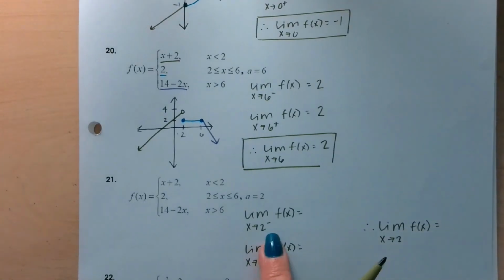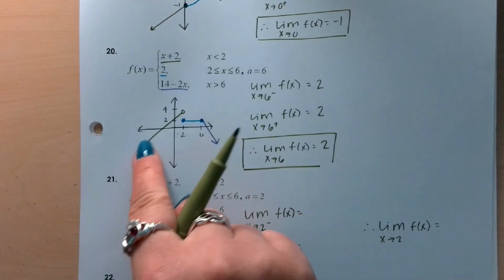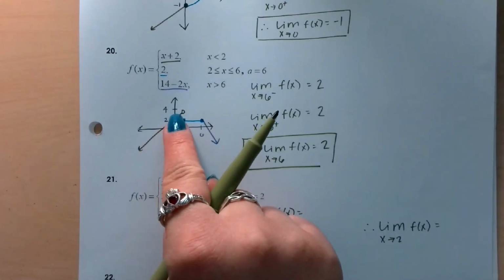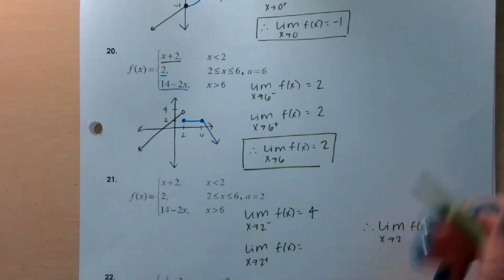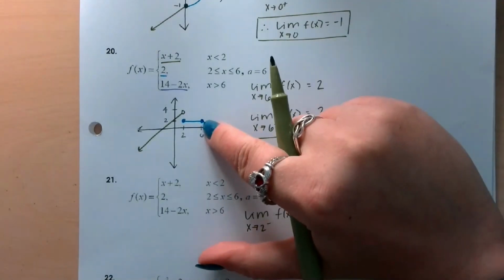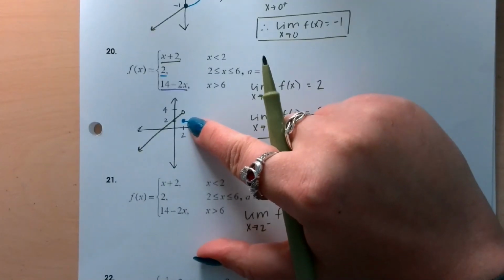Alright, so we want to approach 2 from the left, so we go up, up, up. That's supposed to be at 4, but so our limit as we approach 2 from the left is 4. Now we need to approach it from the right. Alright, so we're following this line. Oh, that's going to give us 2.